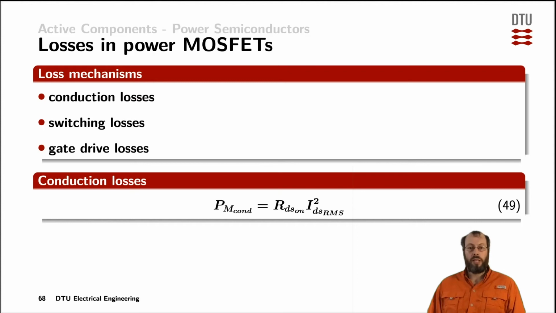Now, with the extracted information from the datasheet, we can continue our modeling of the MOSFET operation in converters. We are especially interested in the loss mechanisms of a power MOSFET. As in the case of diodes, a MOSFET has conduction losses and switching losses. And as the MOSFET has a third connection, it also has gate drive losses.